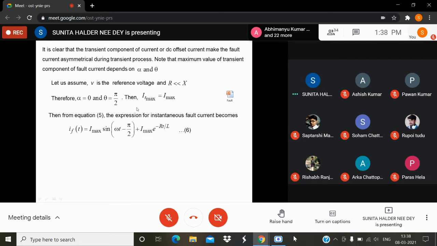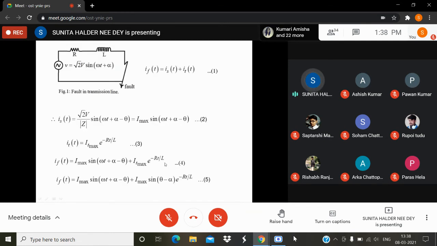Then obviously when theta equals 90 degrees, that means R is negligible as compared to X, and alpha equals 0. R is very negligible as compared to X generally for long transmission lines, not for distribution systems. So when we analyze faults for distribution systems, we cannot make this assumption. Then obviously I max sine(theta minus alpha) will become I max.